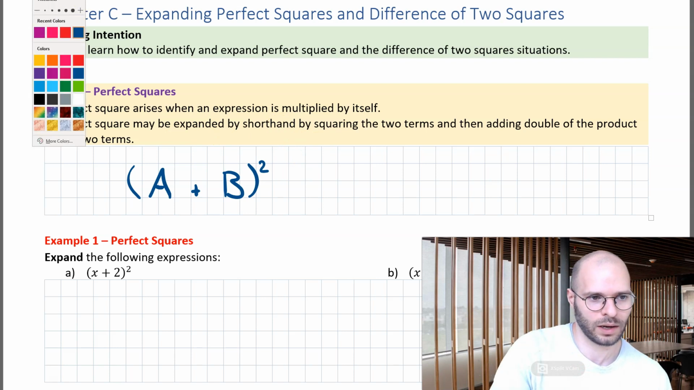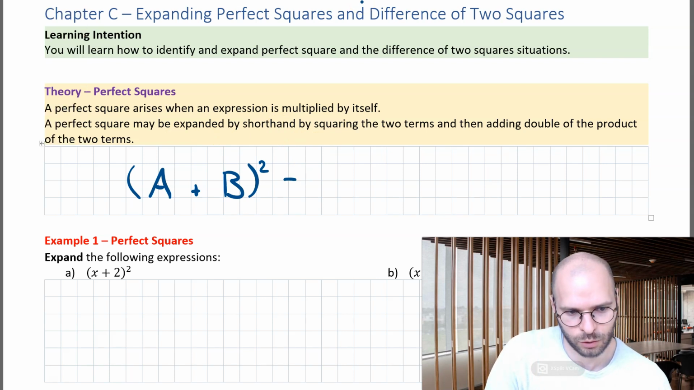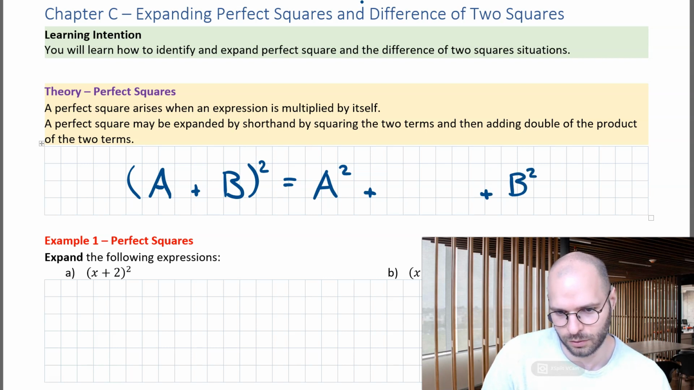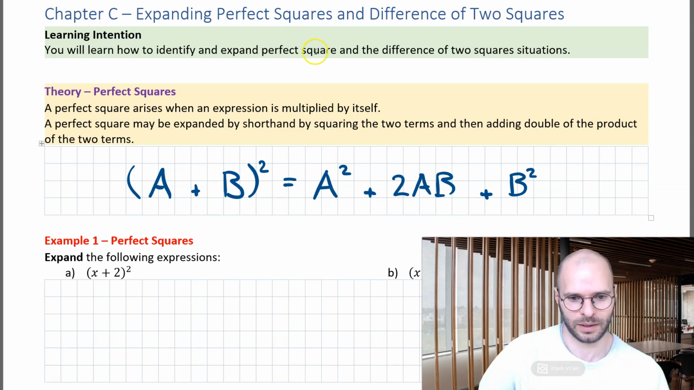What does that look like? Well, we start off by squaring the first two terms, so we'll go a squared plus, and I'll leave it blank for now, and then finish off with b squared. After which, we add double of the product of the two terms. So the product being a times b, double is 2ab. And thus we arrive at our expanded form. So a plus b all squared is the same as writing a squared plus 2ab plus b squared. This is the perfect square situation, and this is the shorthand of how we expand it.